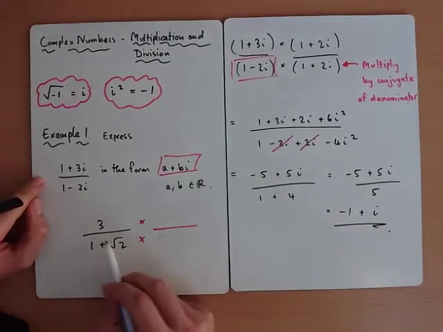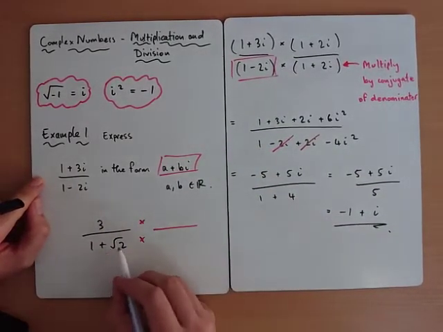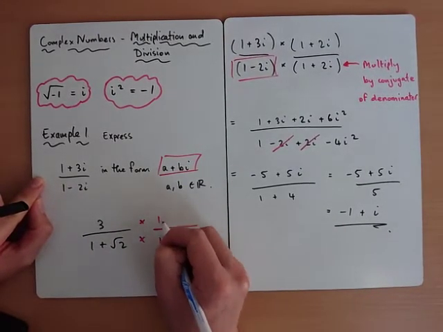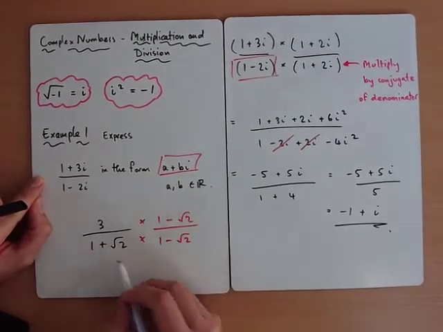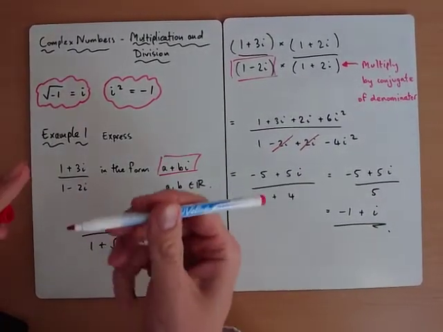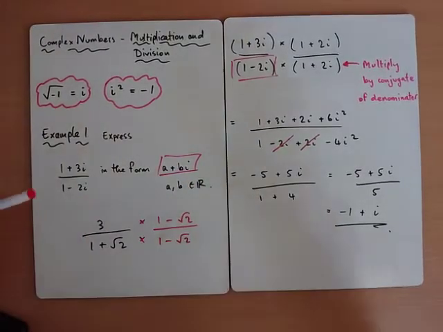If we were trying to rationalise this, you'd look at your denominator, if it was 1 plus root 2, you'd multiply by 1 minus root 2. And the reason that you do that is the bit in the middle cancels out, and you get a real thing on the bottom. Okay, let's try one more.